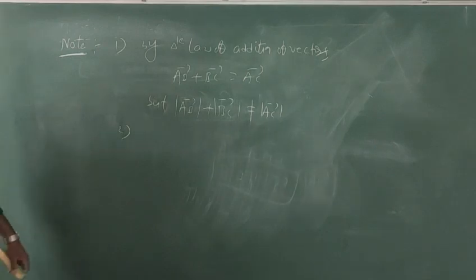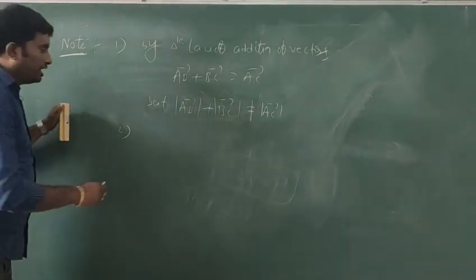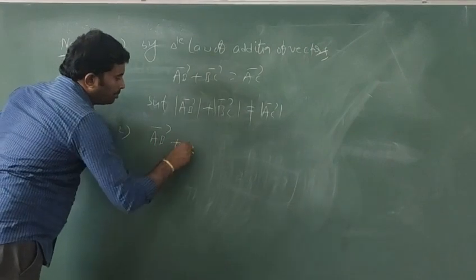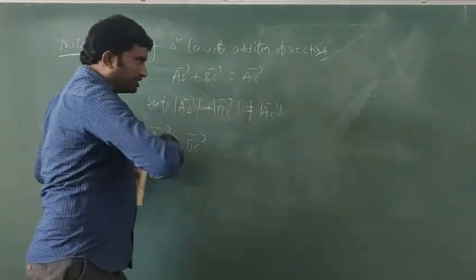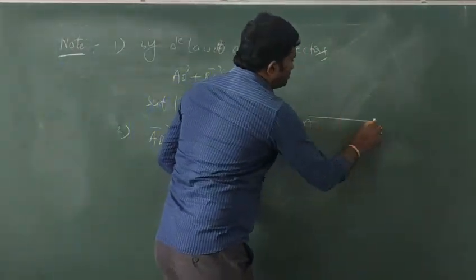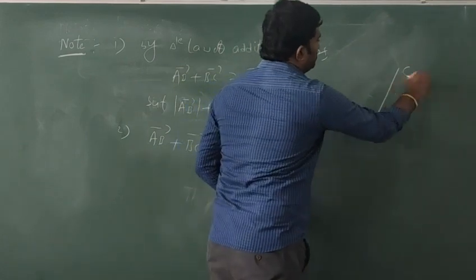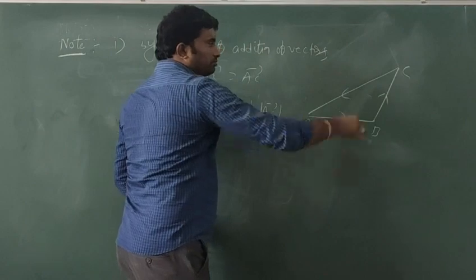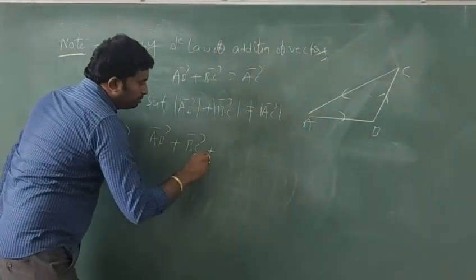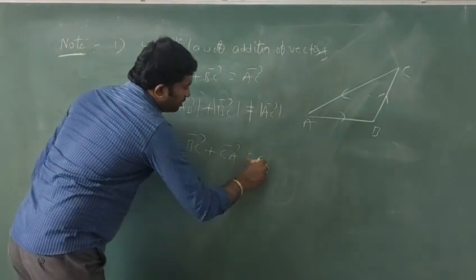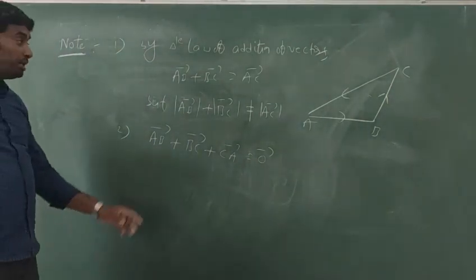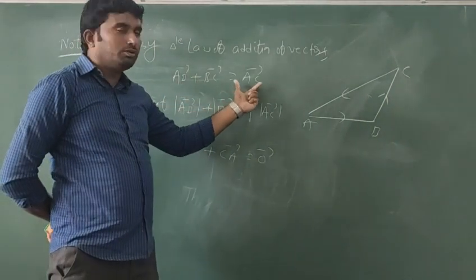Next, second one. Maybe this is also important for 1 mark. Write down AB bar, cyclic rotation: AB bar plus BC bar plus CA bar. In cyclic rotation, the sum is always equal to the null vector. But here AB bar plus BC bar is equal to AC bar.